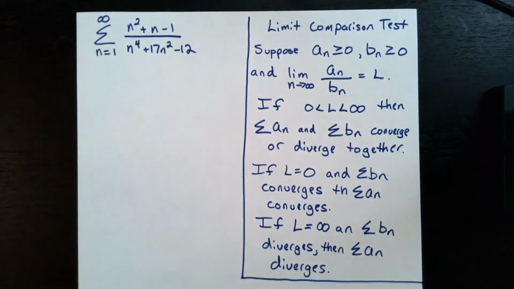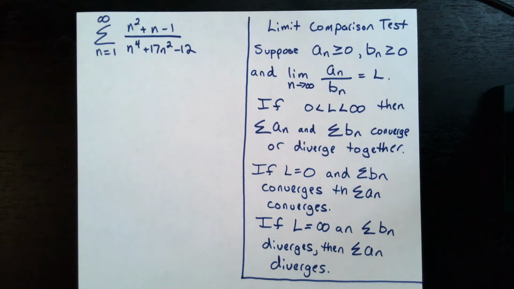In this problem, we have the series from n equals 1 to infinity of n squared plus n minus 1 divided by n to the fourth plus 17n squared minus 12. So we're going to use the limit comparison test to see if this series converges or diverges.